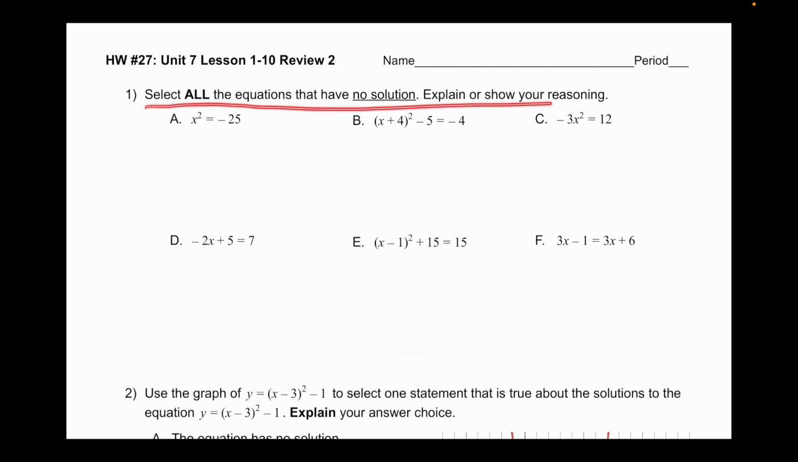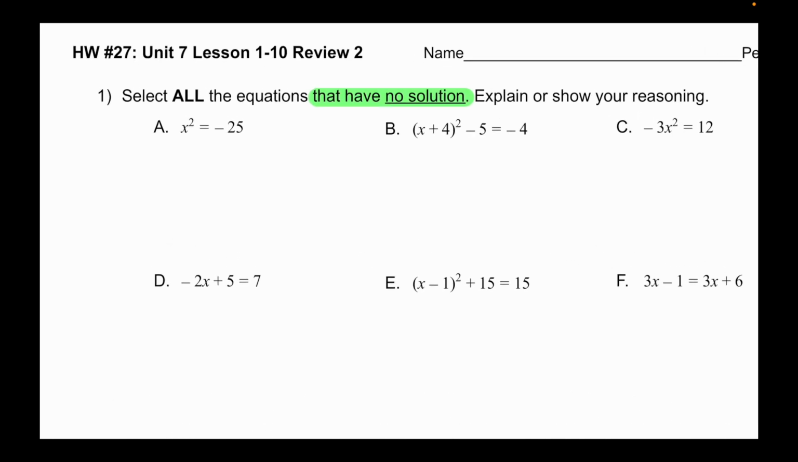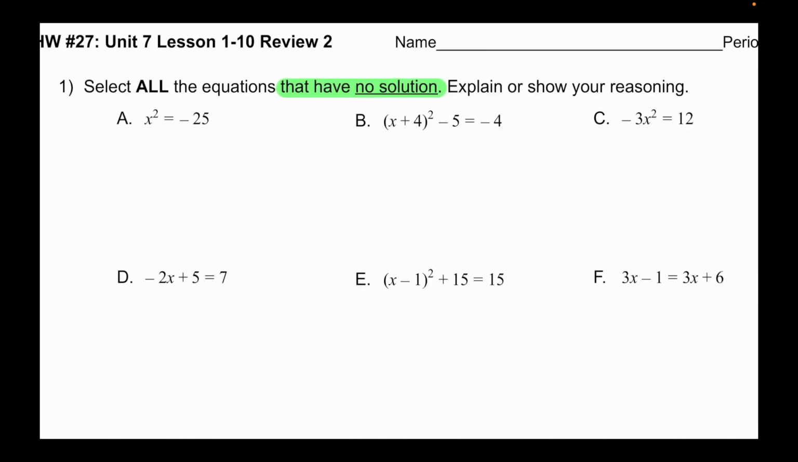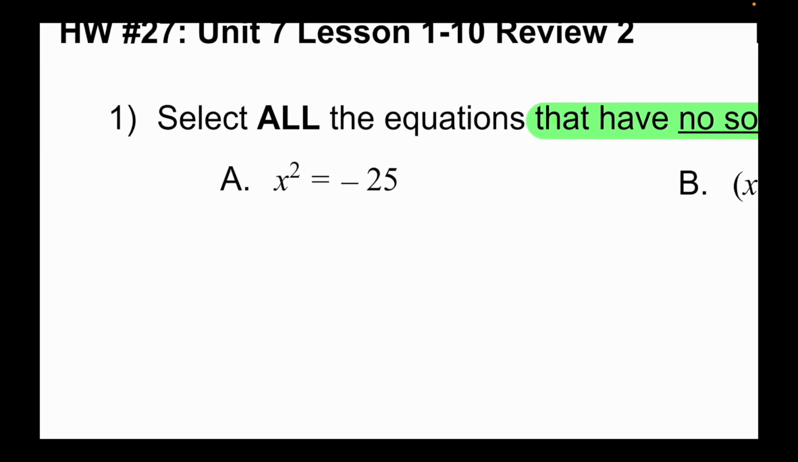We want to select everything that has no solution and then explain or show our reasoning. So, we want ones that have no solution. So the only ones I have to actually pick out here are ones that just don't work. That means we're going to look at when something has no solution. So to start with, taking a square root is definitely something that can give us no solution. And that actually happens here when we take the square root of a negative.